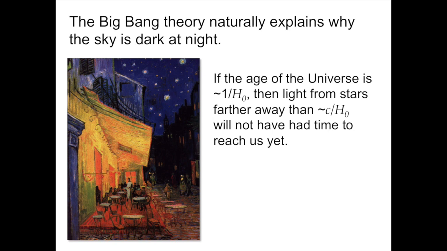If it is infinite in extent, it hasn't been around for an infinite time. If it has had a finite lifetime, then there won't have been enough time for stars to have reached us from beyond this distance, c over H0, which is called the Hubble distance. The fact that the Hubble distance is a finite distance is why the sky is dark at night.